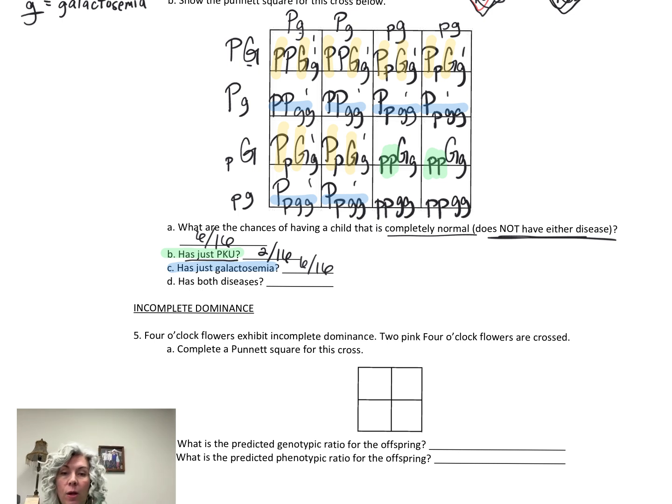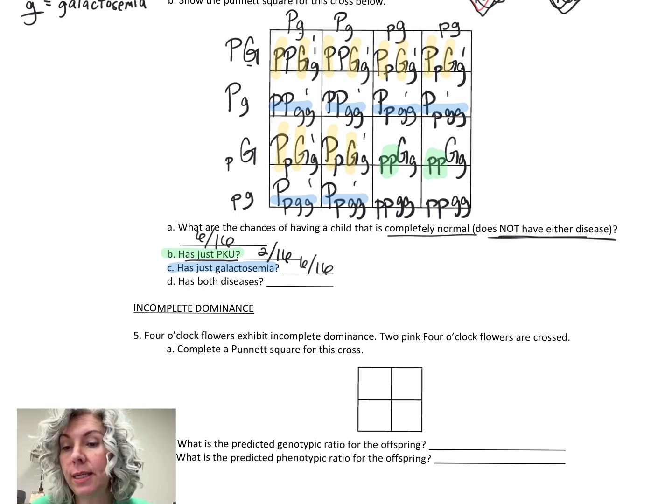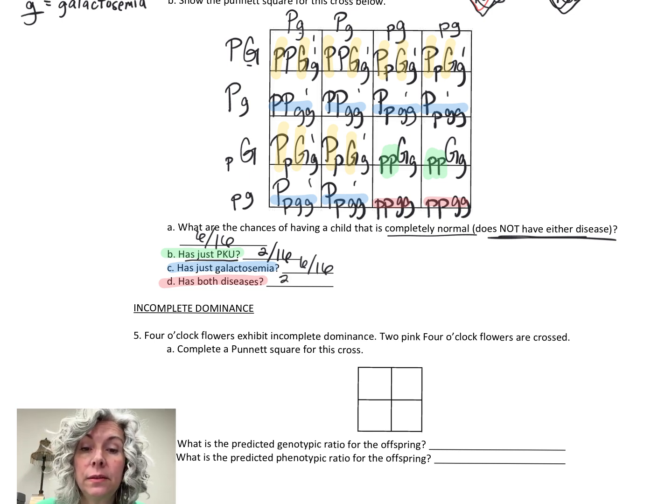Okay, and then what's going to have both diseases? Well, that's going to be your two littles at the end there. So it's going to be this one and this one have both diseases. So 2 out of the 16 here. My handwriting's kind of bad. 2 out of 16 for there.